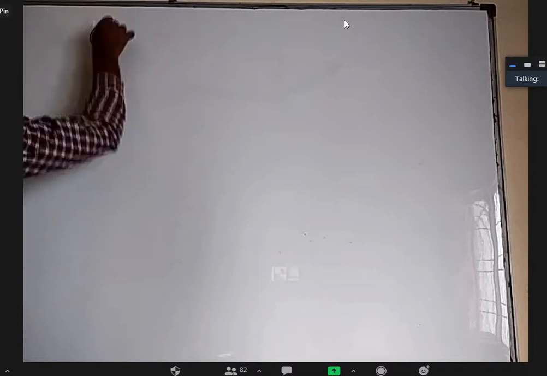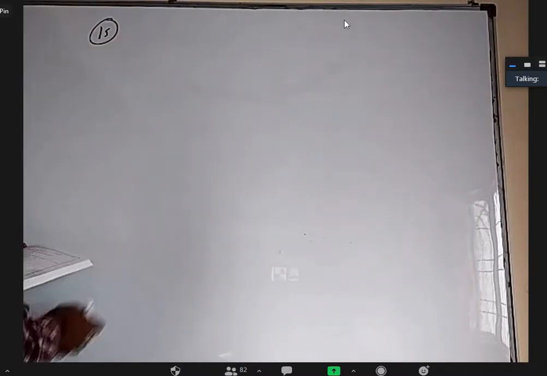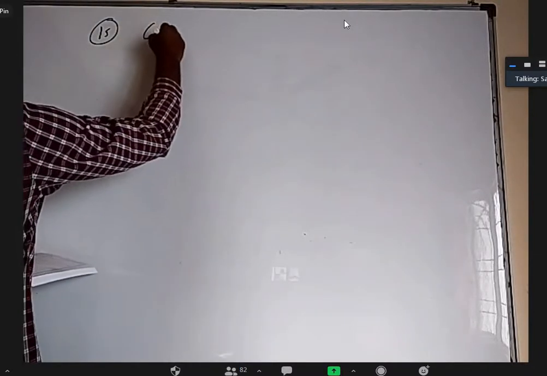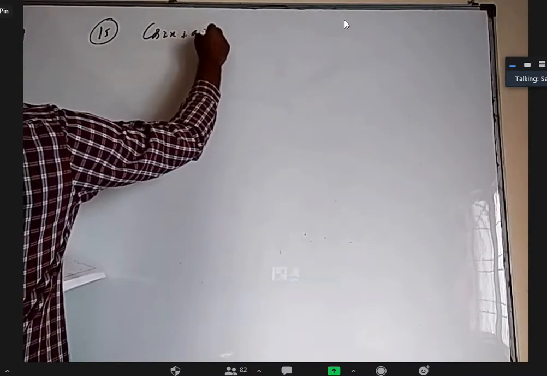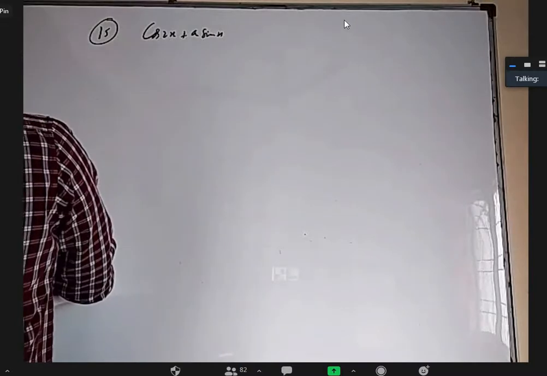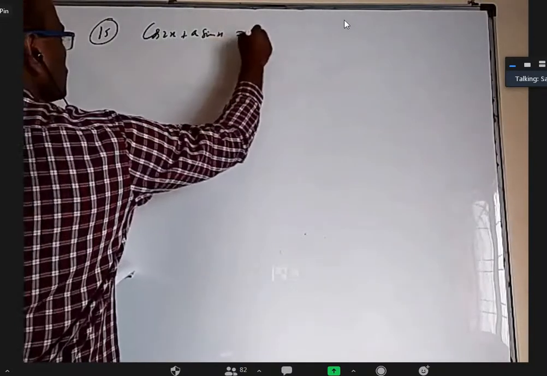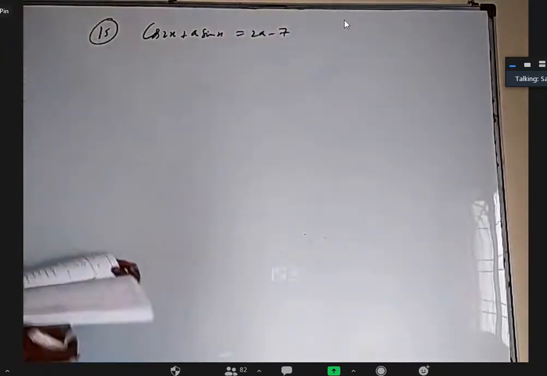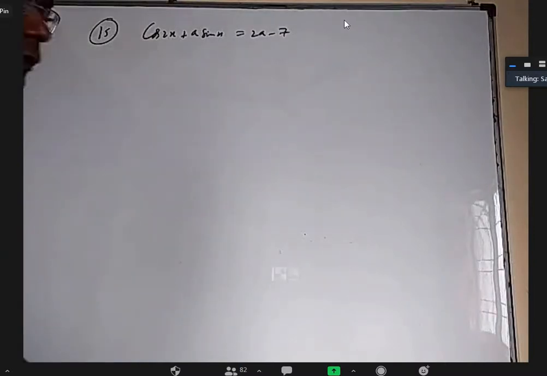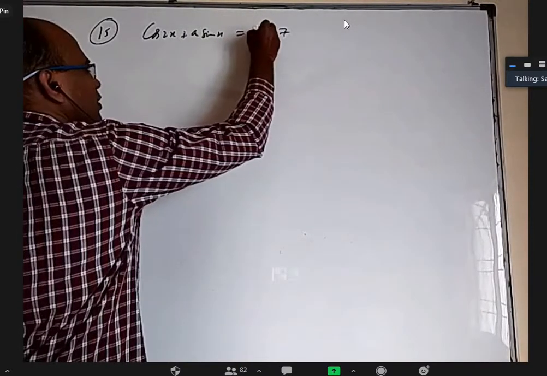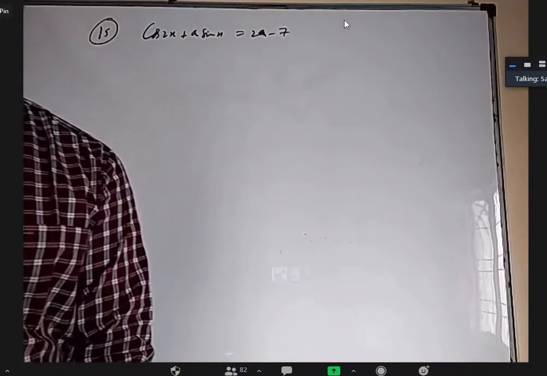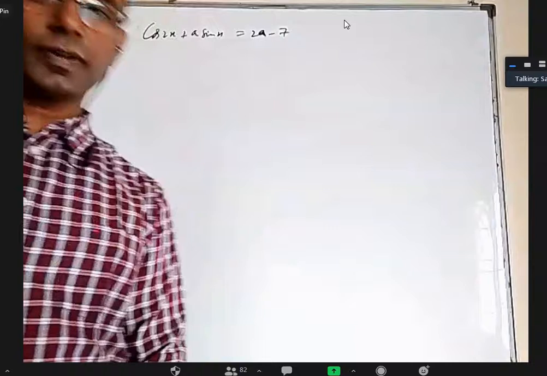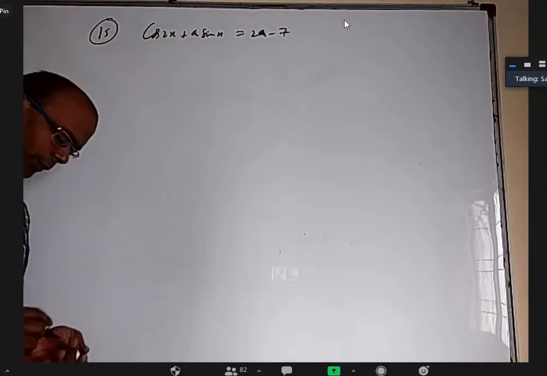Okay, 15. Cos 2x plus a sin x is equal to 2a minus 7. They are not asking about the solution. They're asking, to have a solution, what should be the value of a. For some values of a, this equation cannot have a solution.